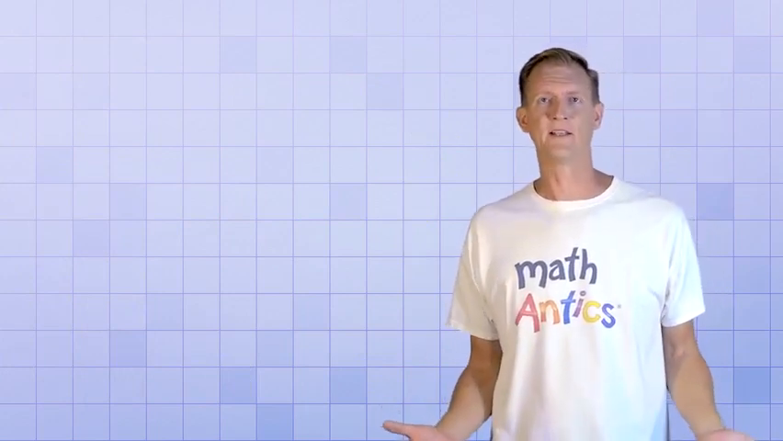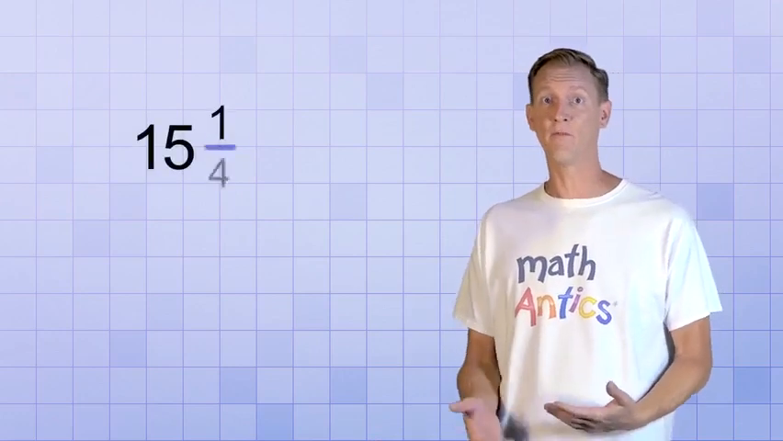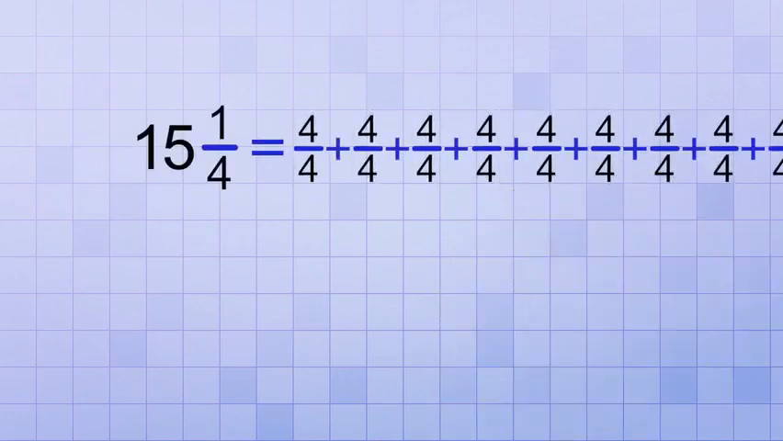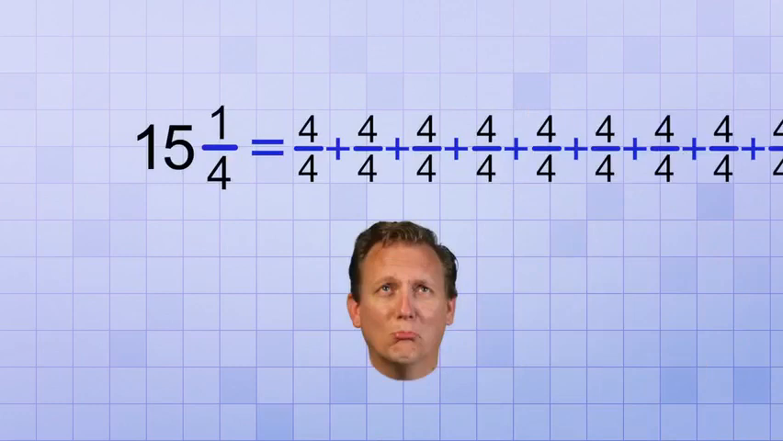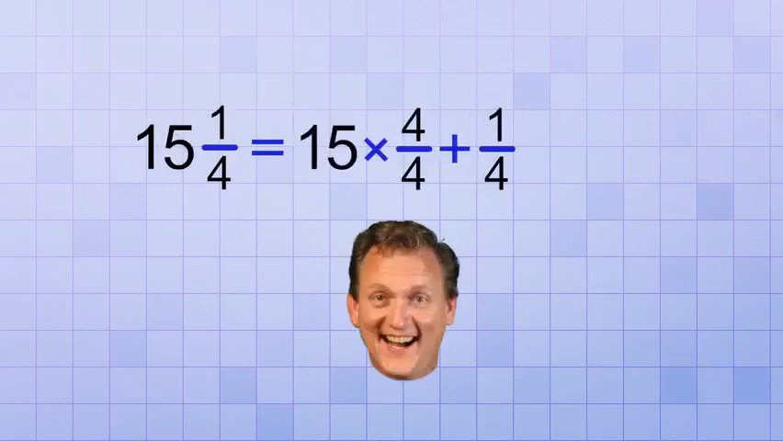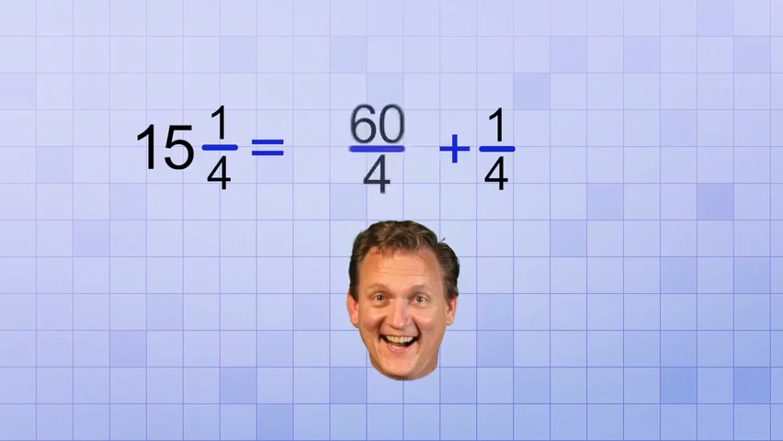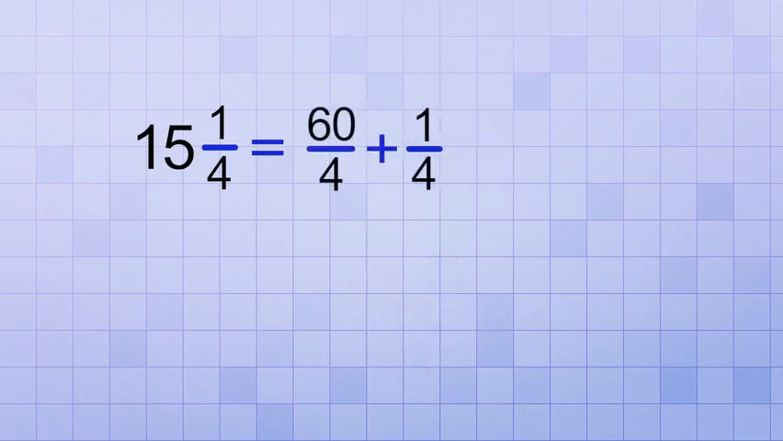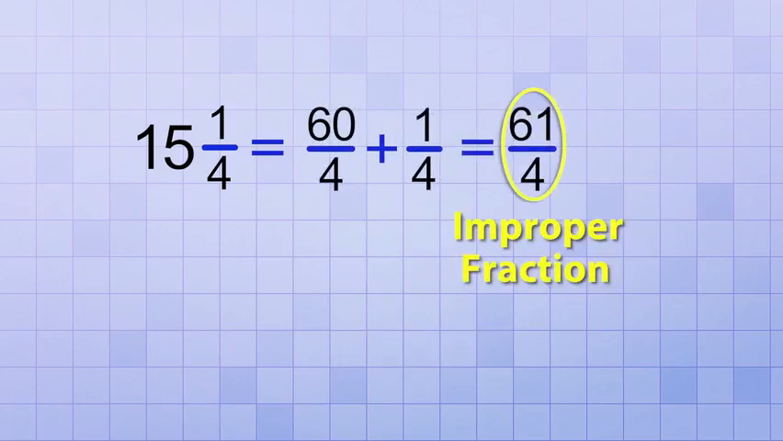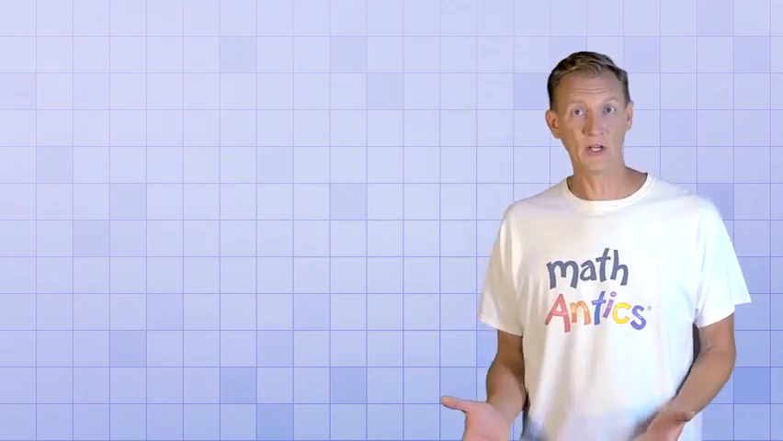Like, what if we needed to convert the mixed number 15 1/4 into an improper fraction? Instead of having to add 15 whole fractions together, we can just multiply 15 by the whole fraction 4/4, which gives us 60/4. Then we add that result to the fraction 1/4 to get 61/4. That's the improper fraction form of 15 1/4. All right then, but what if we need to go the other way?